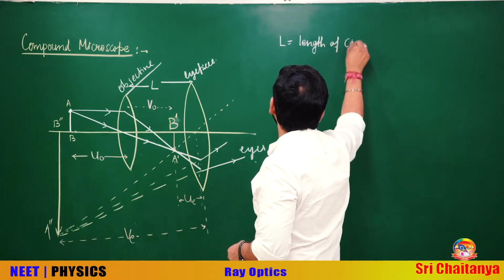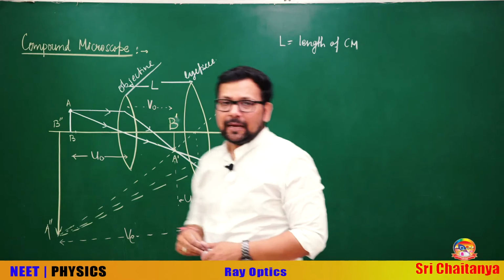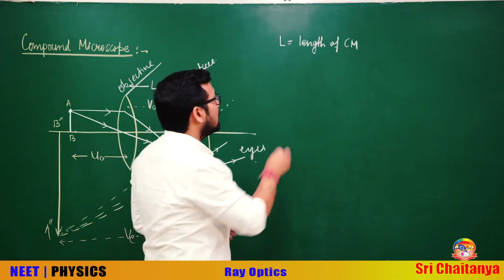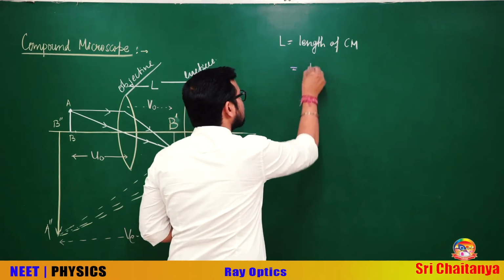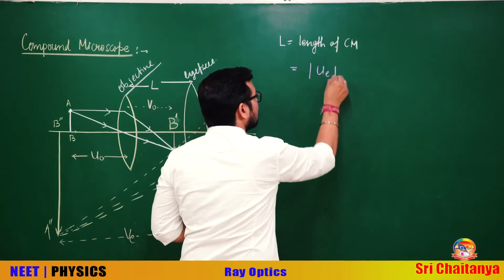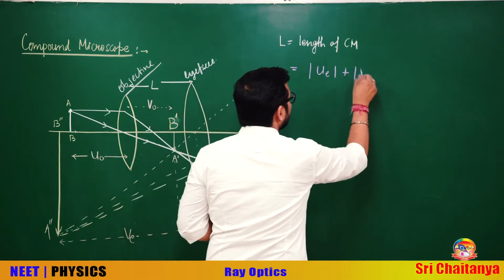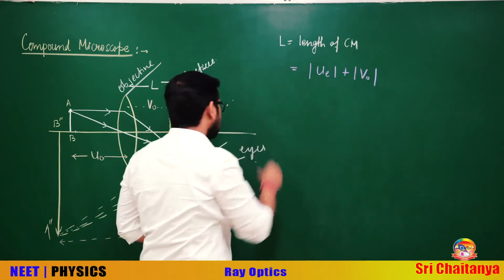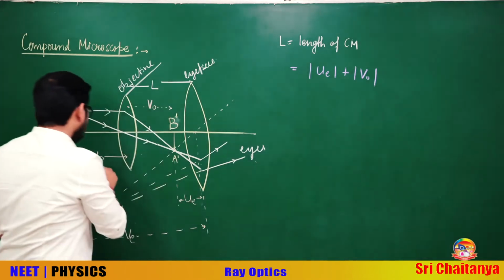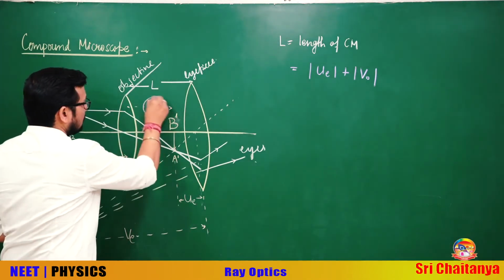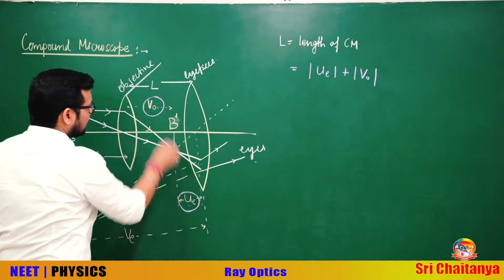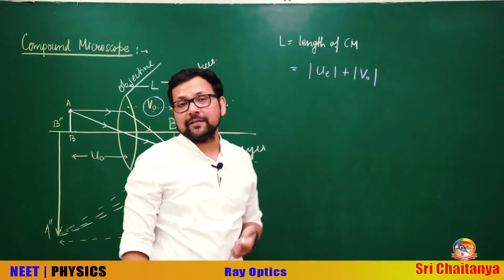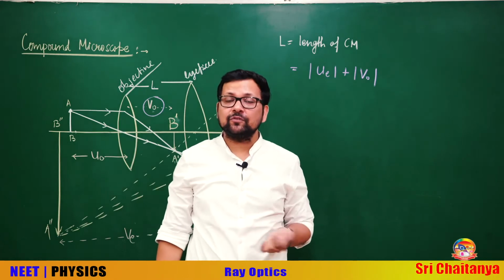As this is only a length, no sign convention is used, and we can write that L is mod of UE plus mod of V naught, that is V naught plus UE. In the diagram we can see this is V naught and this is UE. Add these two, this is the length of the microscope. So, how to calculate the magnification in terms of length of microscope?